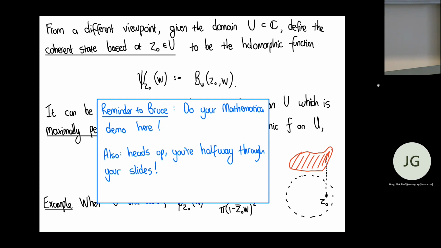So here I've got this, trying to give you a visualization of this coherent state on the unit disk. So to every point in the unit disk, I have this holomorphic function associated with that point. And it's the holomorphic function which is maximally peaked at this point. As I drag this point around, the holomorphic function changes, right? So these are the coherent states on the unit disk. Each point I've got a different function.